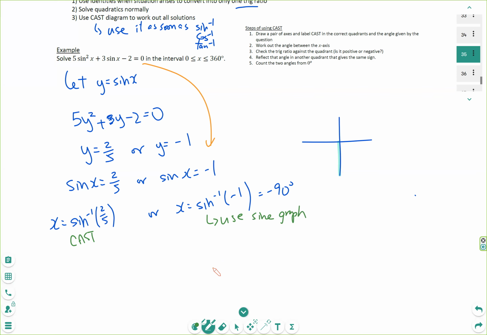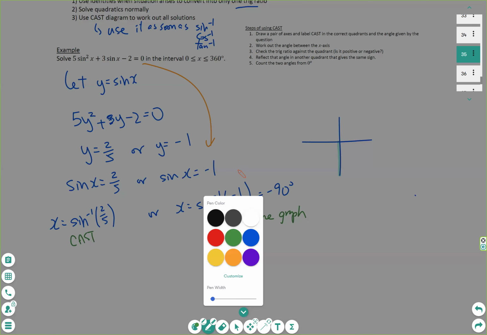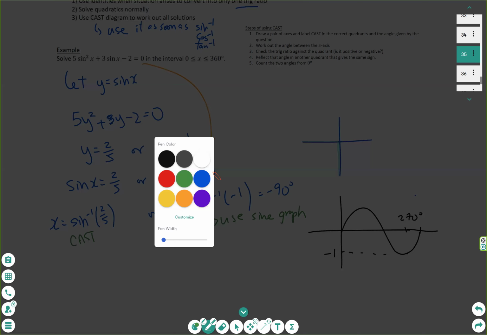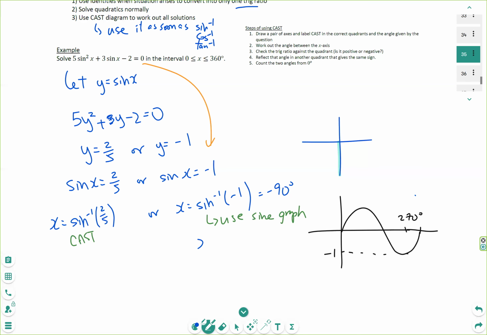Let's do the sine graph quickly because that one is easier. So sin x is that, right? When the sine equals minus 1, it is at 270 degrees. So we know x equals 270, or minus 90, but minus 90 is out of range, so we can cross it out. So x equals 270 is the only valid answer between 0 and 360 degrees.